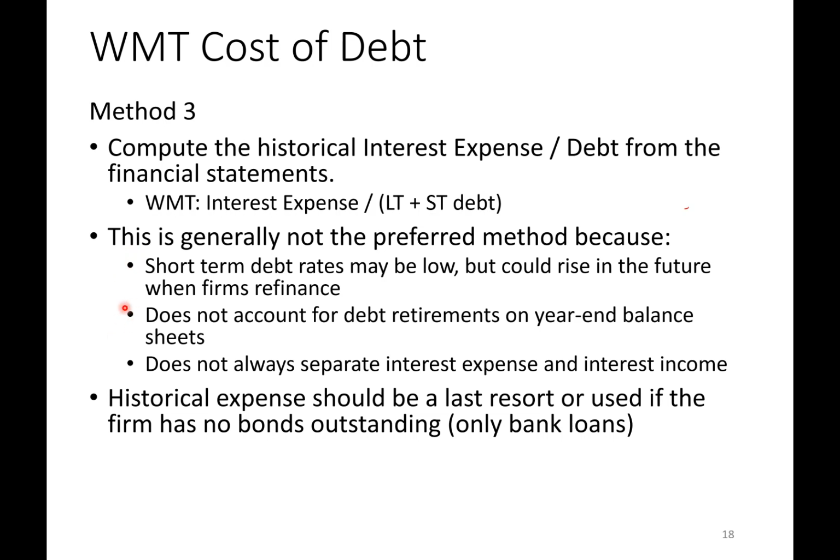So what if they retired a bunch of debt on, say, December 30th, but the year-end financial statements have it as zero? When you calculate the average debt balance, you're not going to be right. Also, if you look at the interest expense on the income statement, sometimes it doesn't net out the interest income. So you have to be really careful. Am I looking at simply the interest expense divided by debt, or is that net interest expense, which is interest expense minus interest income on their cash? So that historical expense, although it's going to be the easiest one to calculate for all these firms because you just have to look at the balance sheet and income statement, is going to be our last resort.